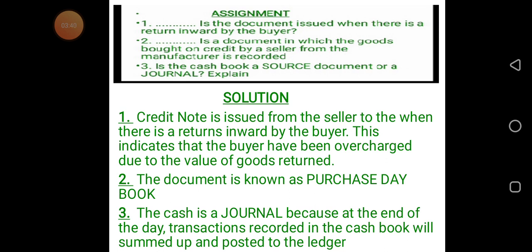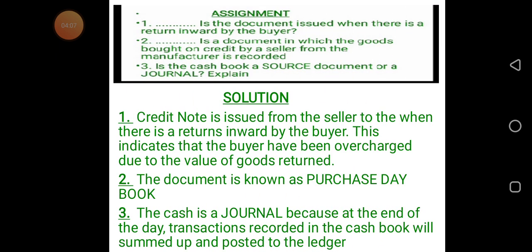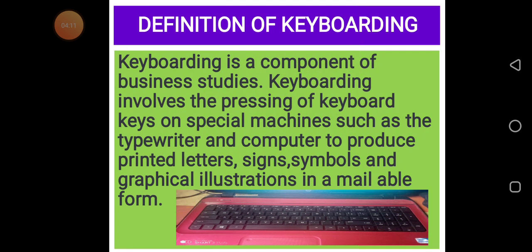Having said that, for today's class, we have the following objectives to be achieved. By the end of the lesson, the students will be able to attempt the following: one, the meaning of keyboarding. Two, we should know the importance of keyboarding. And three, we should know the correct sitting position for a keyboardist.